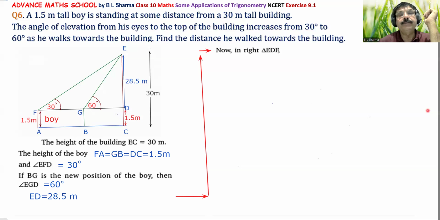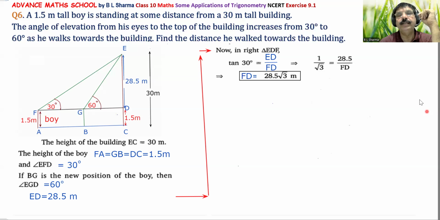So in right triangle EDF, ED upon FD, this is ED, this is FD. That is acute angle 30 degree. So for 30 degree, ED is perpendicular, FD is base. So ED upon FD, that is tan 30 degree. The value of tan 30 degree is 1 by root 3. So you can write 1 upon root 3, and ED is 28.5 upon FD. So FD is 28.5 root 3 meter.